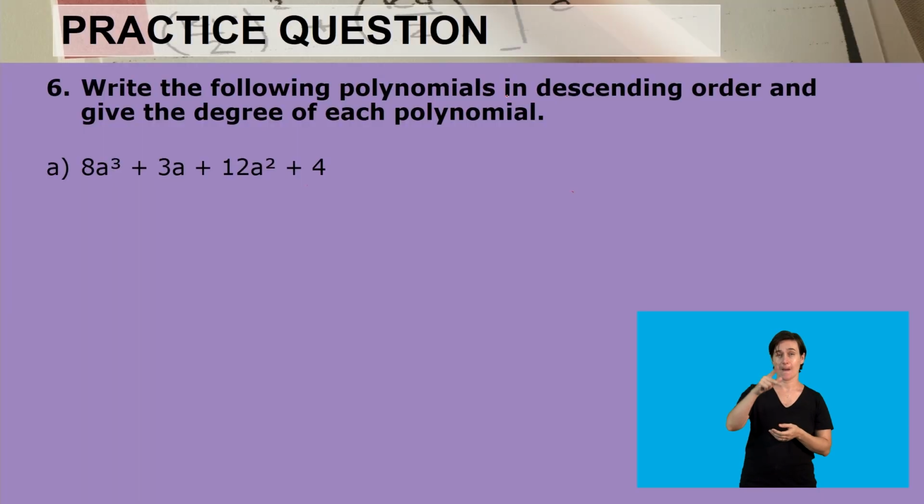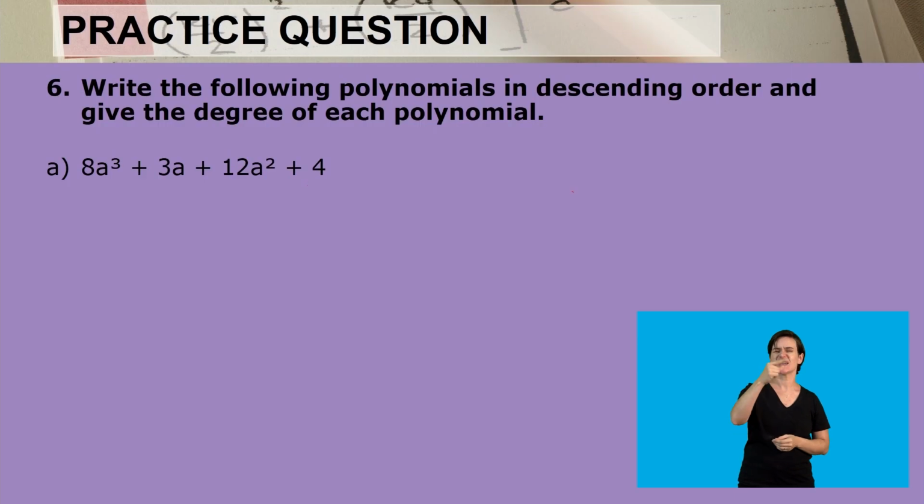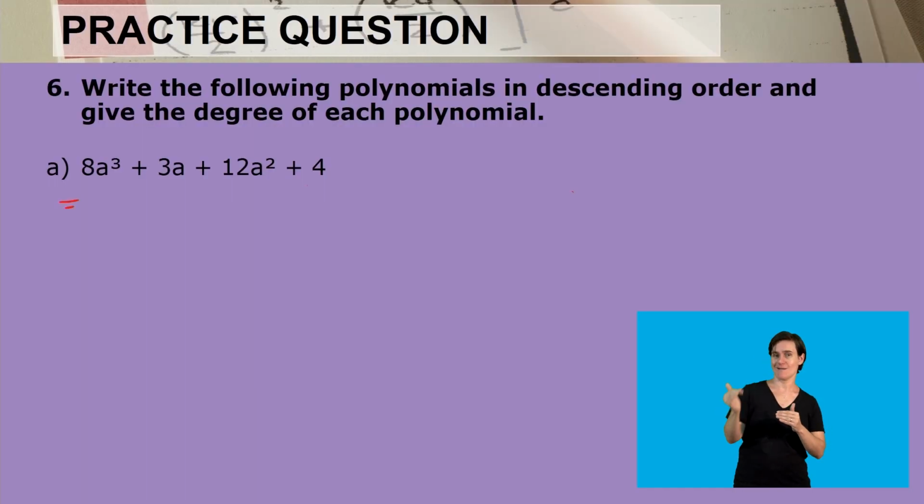Let's look at the next question. Write the following polynomials in descending order and give the degree of each polynomial. Descending order means starting from the highest exponent to the lowest. And then the degree of the polynomial is the highest exponent in that expression. So let's do the first part, which is writing it in descending order.